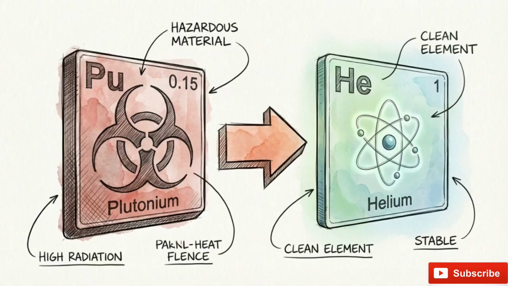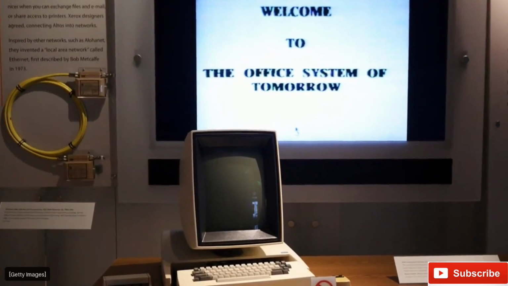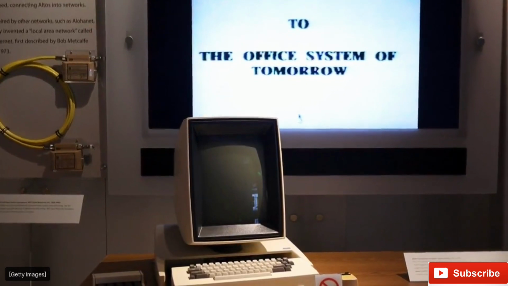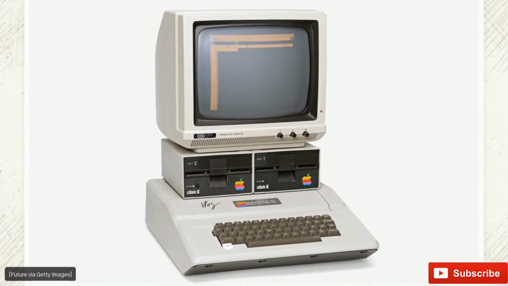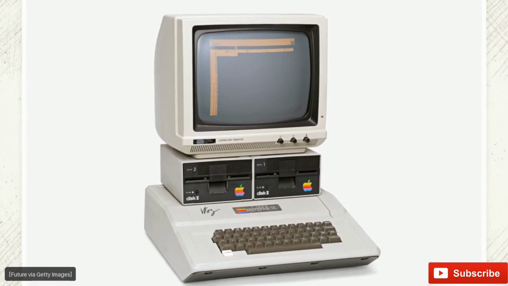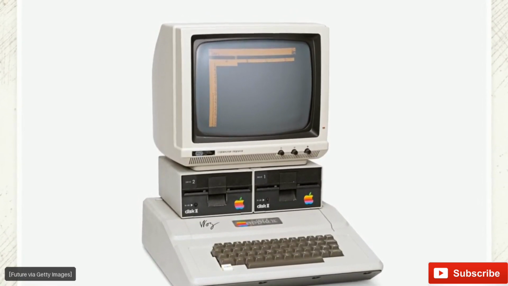Early models relied on toxic heavy metals, like cadmium, to make the red phosphors glow, long before rare earth metals replaced them. Despite the toxic materials and massive weight, these glowing monitors enabled the graphical user interface revolution. By the 1970s, systems like the Xerox Alto were showing us the office system of tomorrow. As personal computers exploded in popularity, people accepted this trade-off. They placed these massive, deep display units, like this Apple II setup, onto everyday office desks.